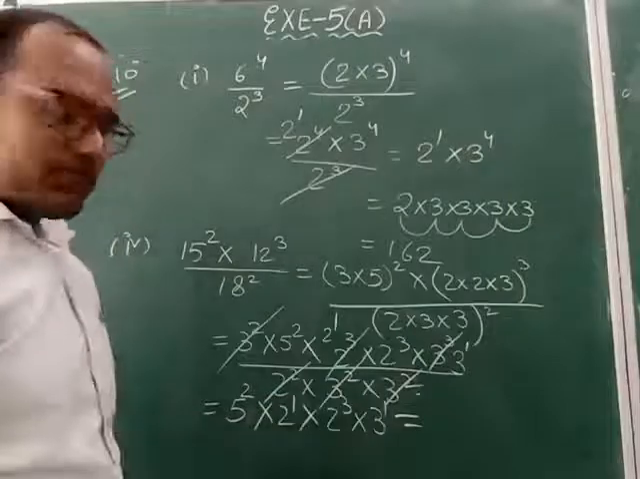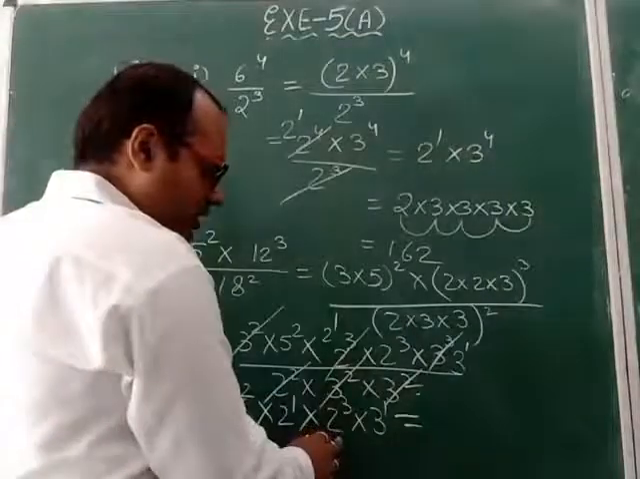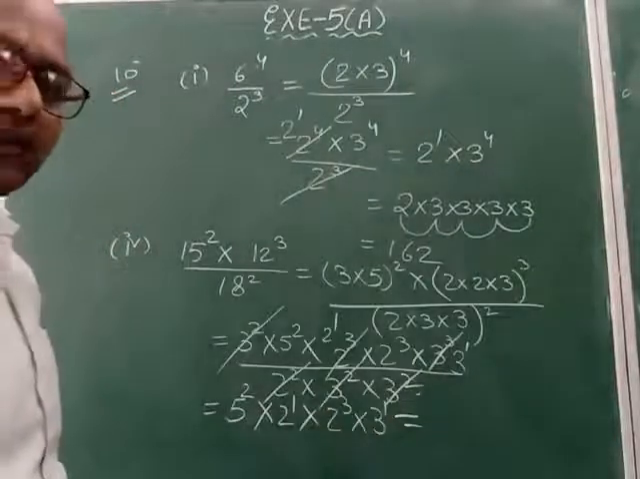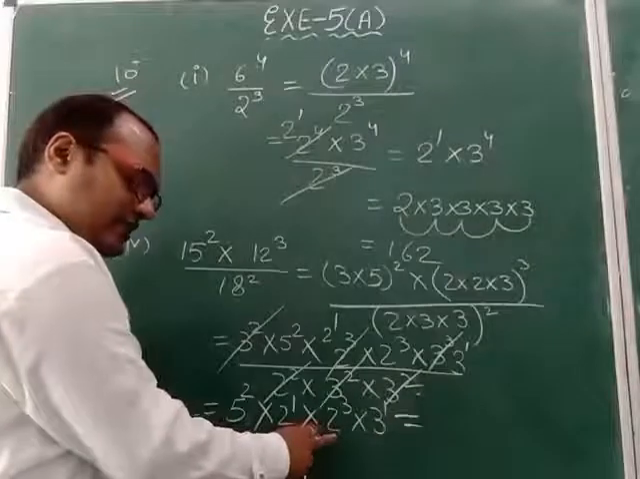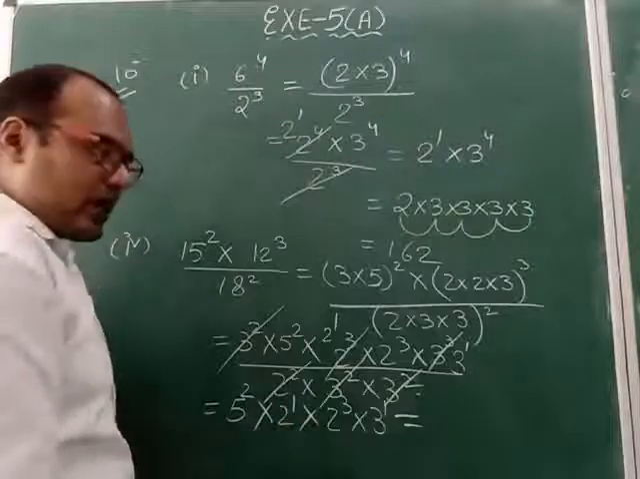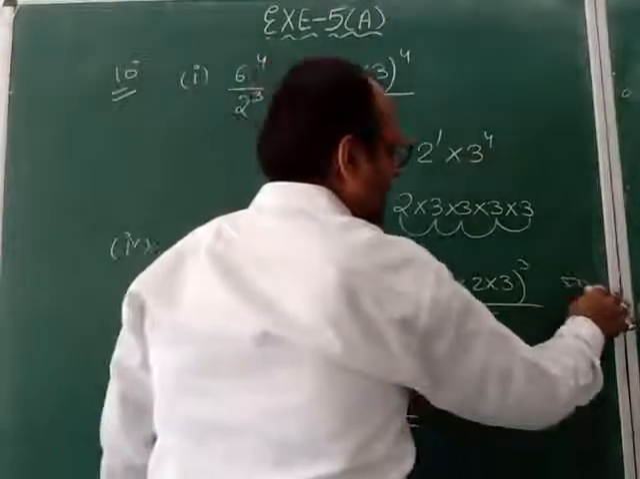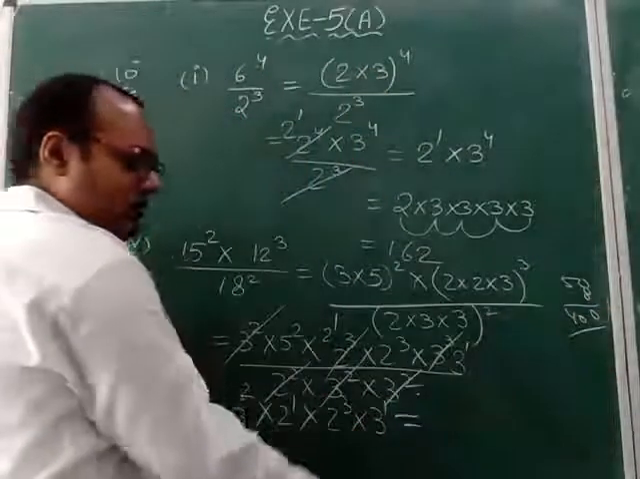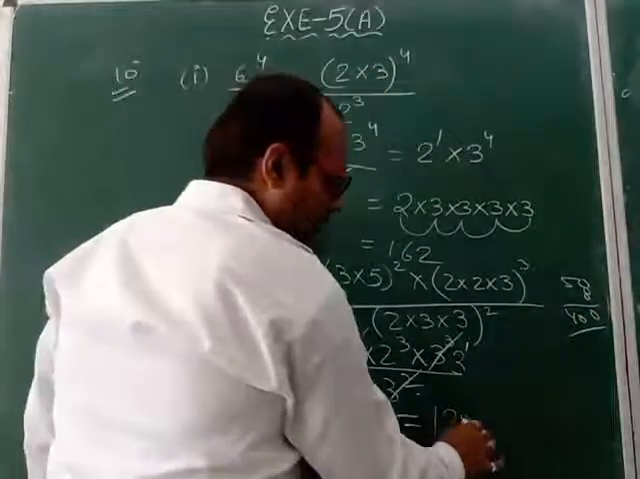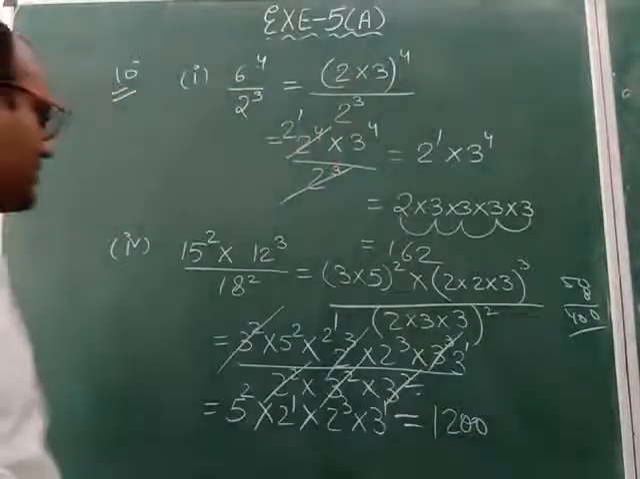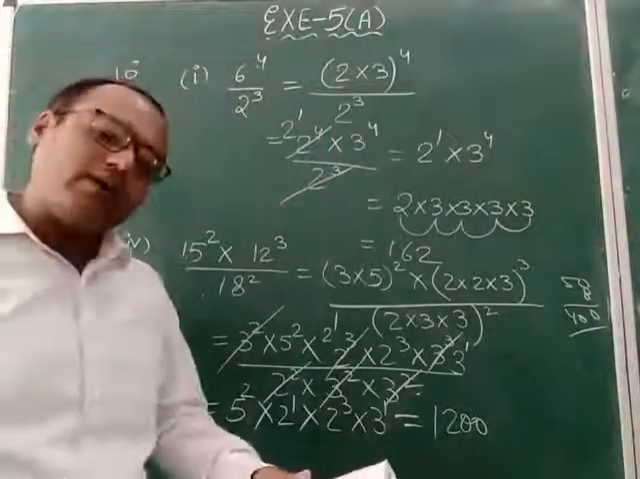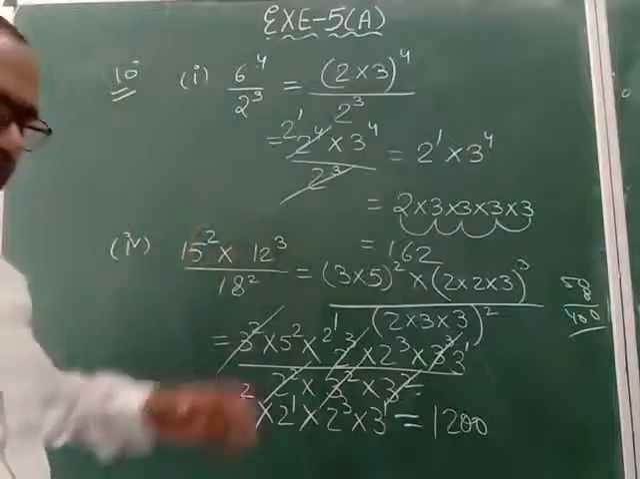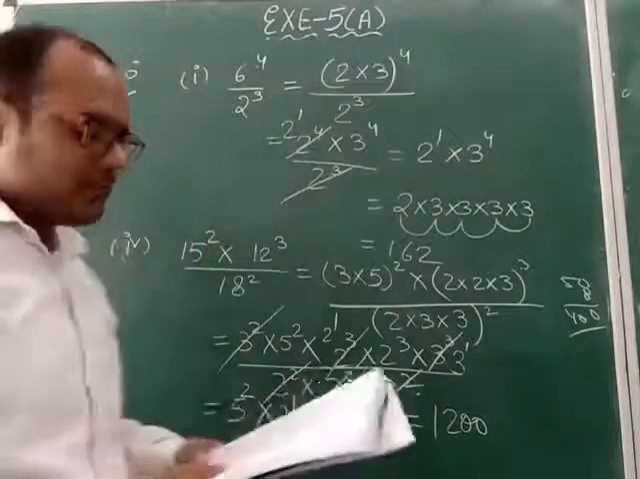25 into 2 is 50. 50 into 2 power 3. 2 power 3 is 2 into 2 into 2, 8. So 50 multiply 8, 400. 400 into 3 we will do, 1200. So finally the fourth part answer is 1200. So like this you have to do all the parts of this question number 10. Now question number 11.